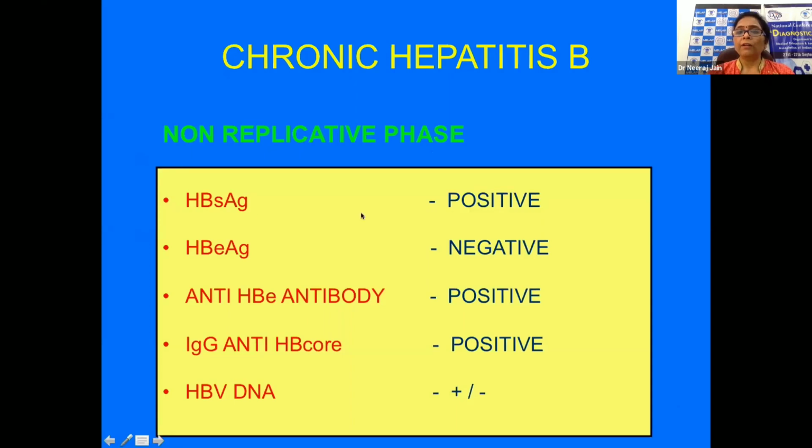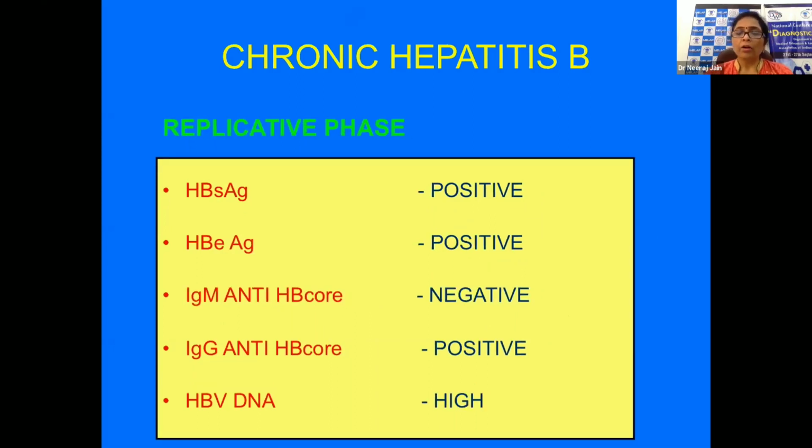So what markers will be there? Since this is a non-replicative virus, surface antigen will be positive, E antigen will be negative, E antibody will be positive, and IgG variety of core antibody, because this is a chronic infection. So we have no DNA, we don't have E antigen, we have only surface antigen. This shows that this person is harboring the virus, but in non-replicative phase.